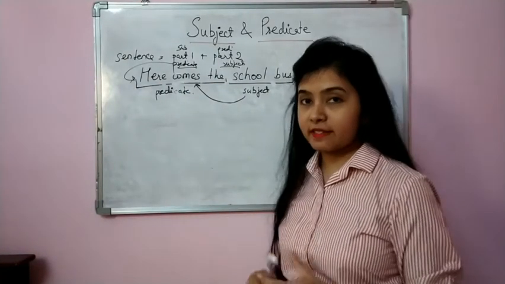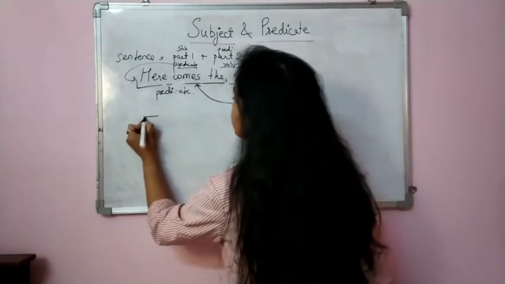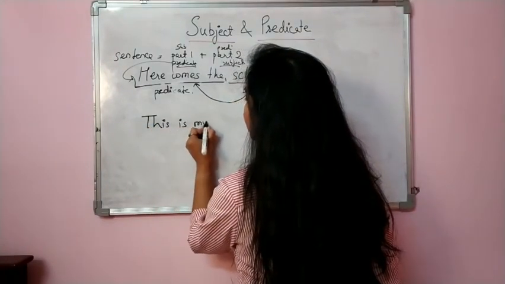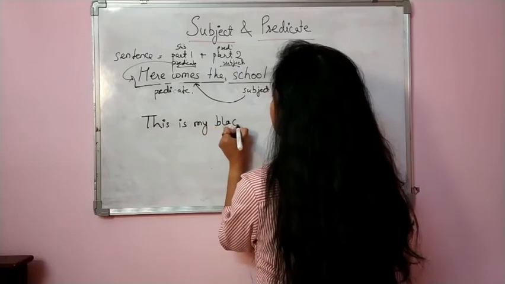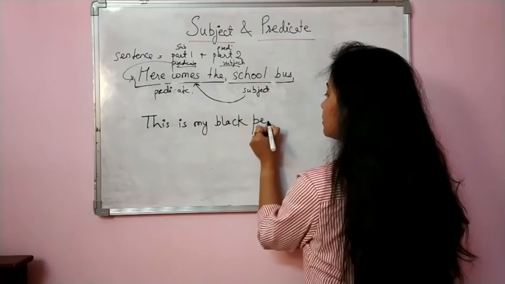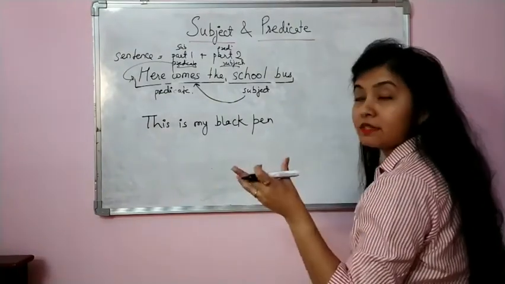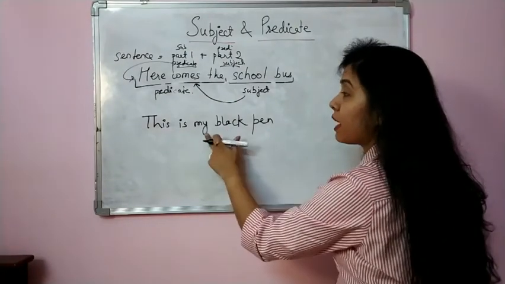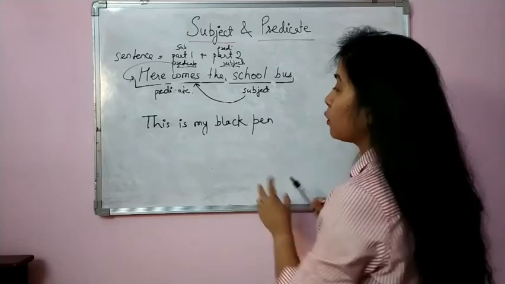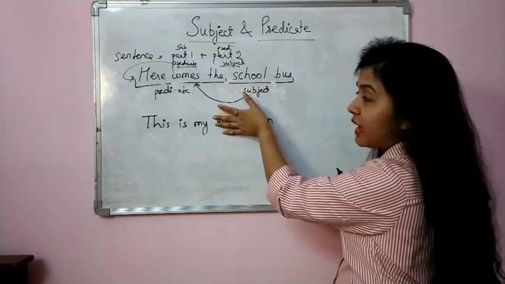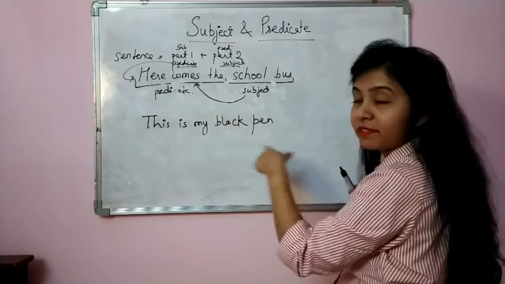So the next example is: this is my black pen. Now read the sentence again. This is my black pen. So without "black pen", "this is my" doesn't make sense. And "this is my black pen" makes complete sense.